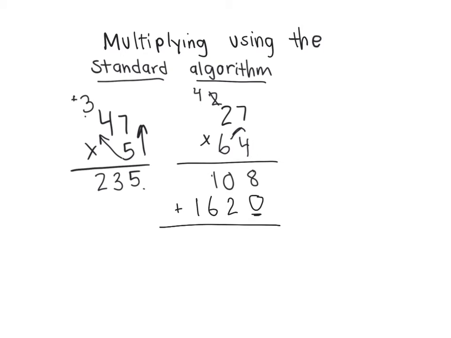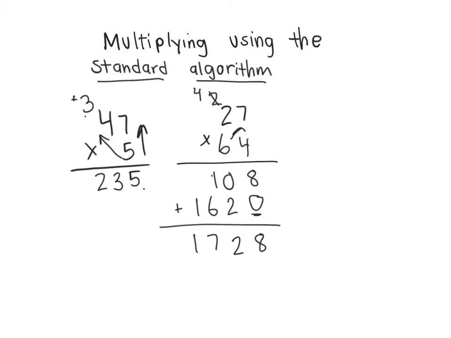So then we go 8 plus 0 is 8. 0 plus 2 is 2. 1 plus 6 is 7. And then 1 plus 0 is 1. And that would be 1,728.